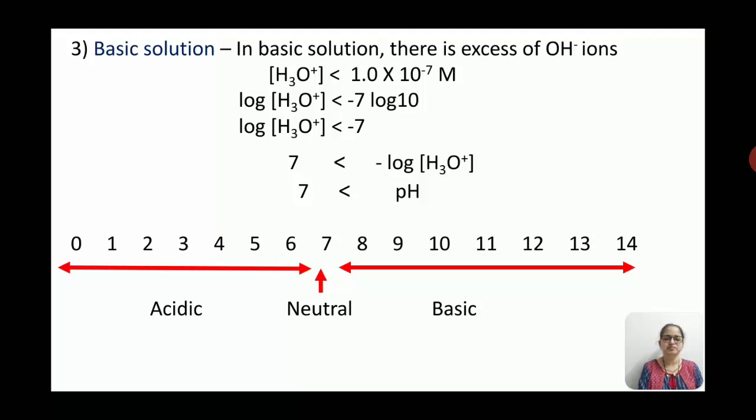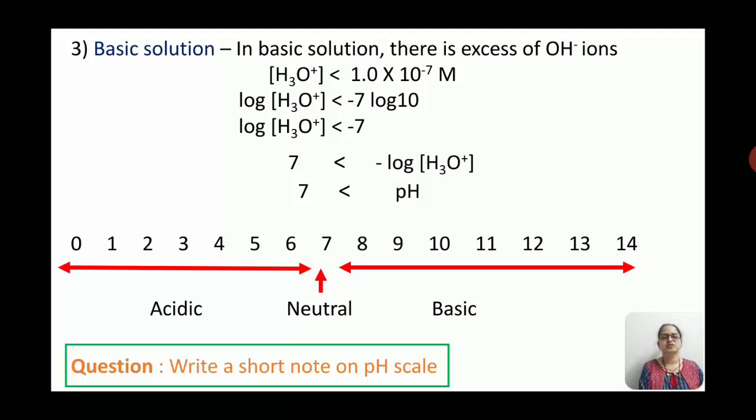So from this it is very clear that as you go to left, the solution will become more and more acidic, while as you go to right, that is towards 14, the nature of the solution will become more and more basic, and at 7 the nature of the solution is exactly neutral. On this you may get a simple question like write a short note on pH scale.